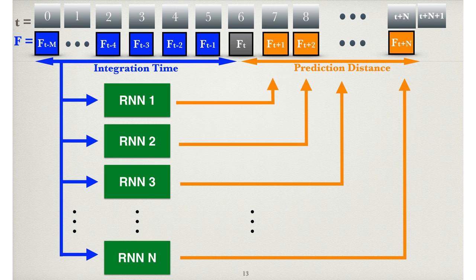In this case, the very first scheme that I presented is captured now. So the model knows and sees the integration time, all the M samples during the integration time, and at one time instance, it generates all the future N outputs.